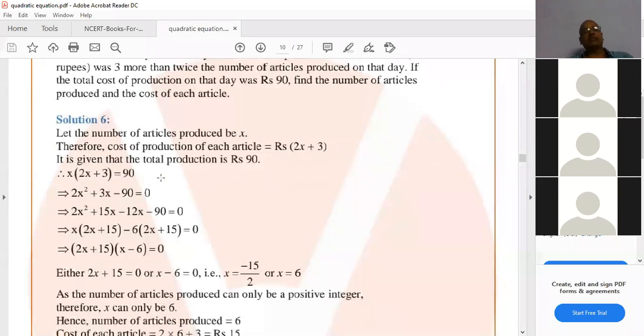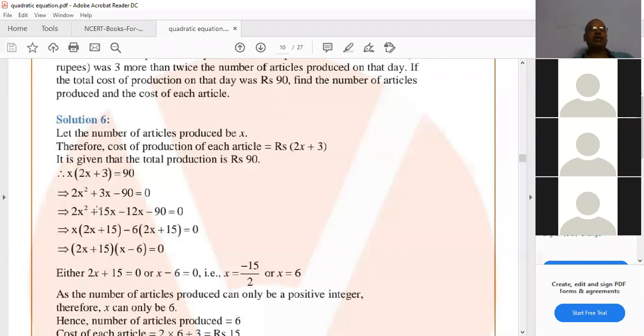Now there is no chance of cancellation. The quotient 2 is there with x square. You have to multiply 2 by 90, so you have to see factors for 180, not 90. You have to see the factors for minus 180. If we add those two numbers, we should get plus 3.